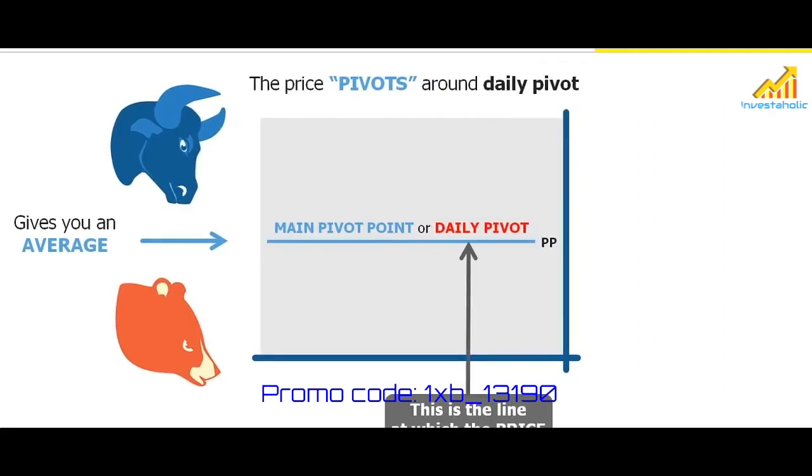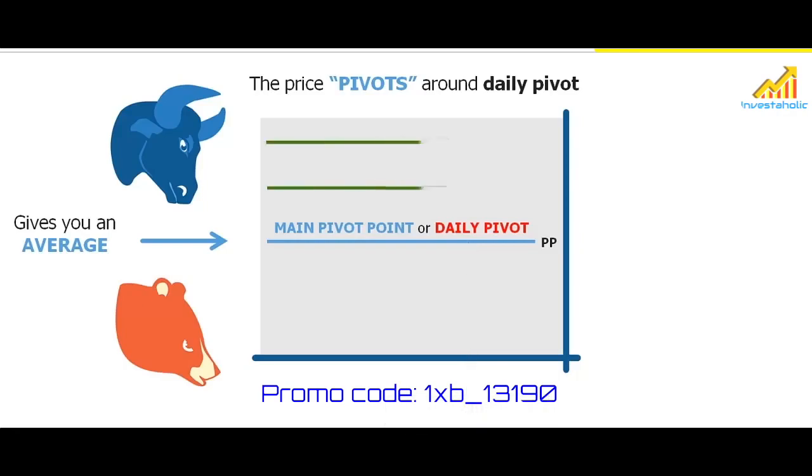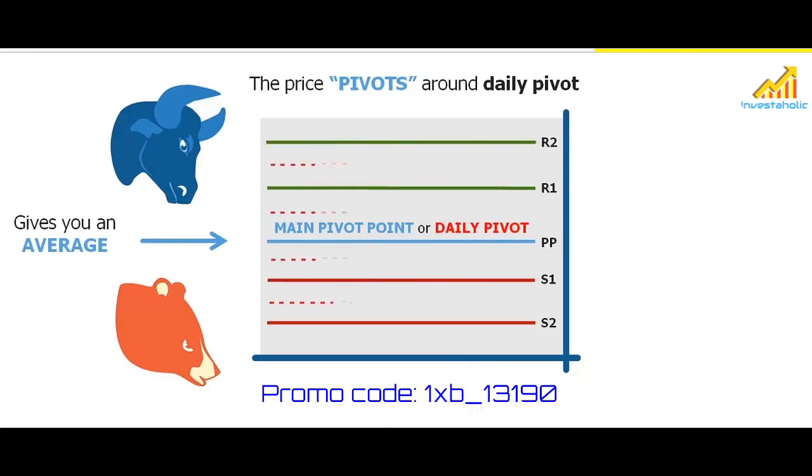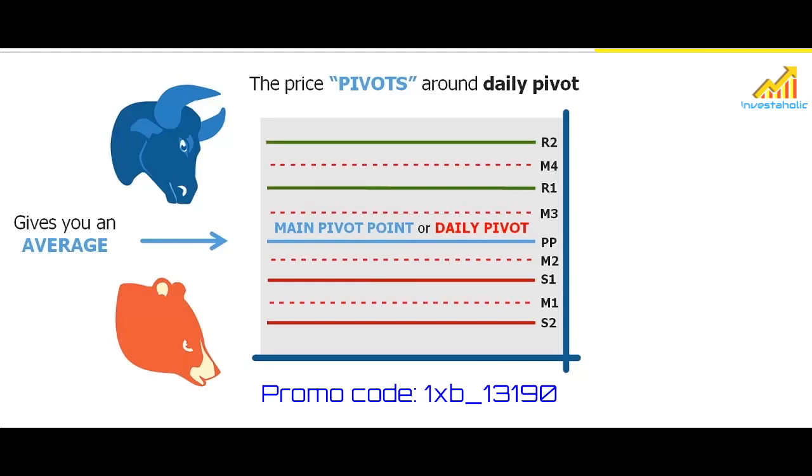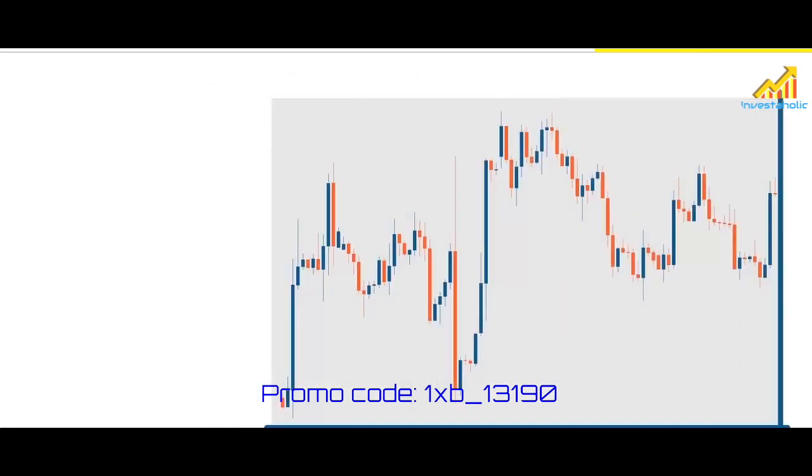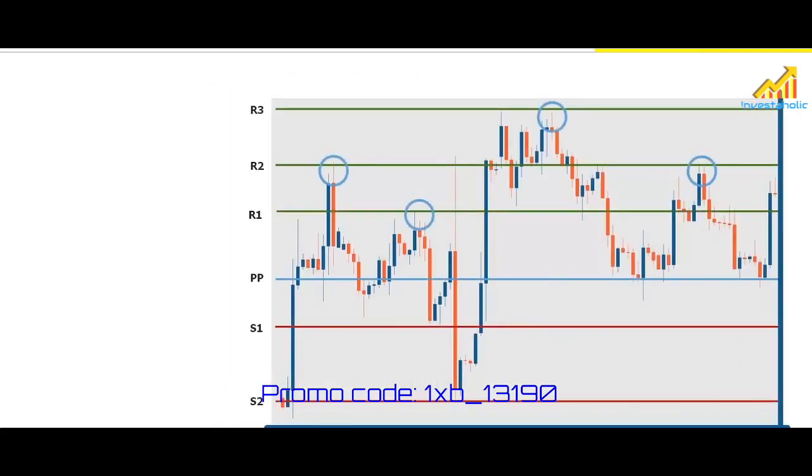However, it generally acts as a floor or a ceiling at which price is likely to stop once the price has reached it. The other pivot points are R1, R2, R3, and S1, S2 and S3, and the mid-pivots labelled as M1, M2, etc. All pivots are calculated using the daily pivot. When the price reaches these pivot points, traders are likely to sell if the price has reached it from below, or buy if the price has reached it from above.